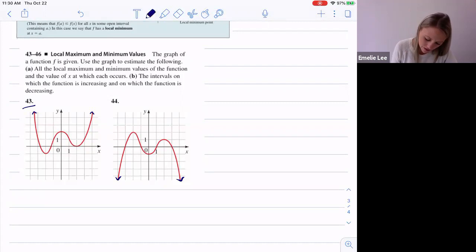Okay, so here, let's start with the local maximum values. Well, it looks like the local maximum value is really here, right? I don't see any other local maximums. Yeah, these are higher, right? But they're not local maximums. They're just kind of taking off. But I do have two minimum values. So I'll use a different color here.